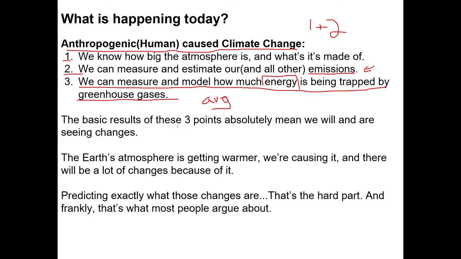So, the basic results of these 3 points absolutely mean we will and are seeing changes. You can't get away from it. You can't throw up billions of tons of CO2 into the atmosphere and not expect to see some change. You just can't. It doesn't just magically go away. It doesn't wisp away into outer space. So to hit it home, the Earth's atmosphere is getting warmer. We are definitely causing it, and there will be a lot of changes because of it.